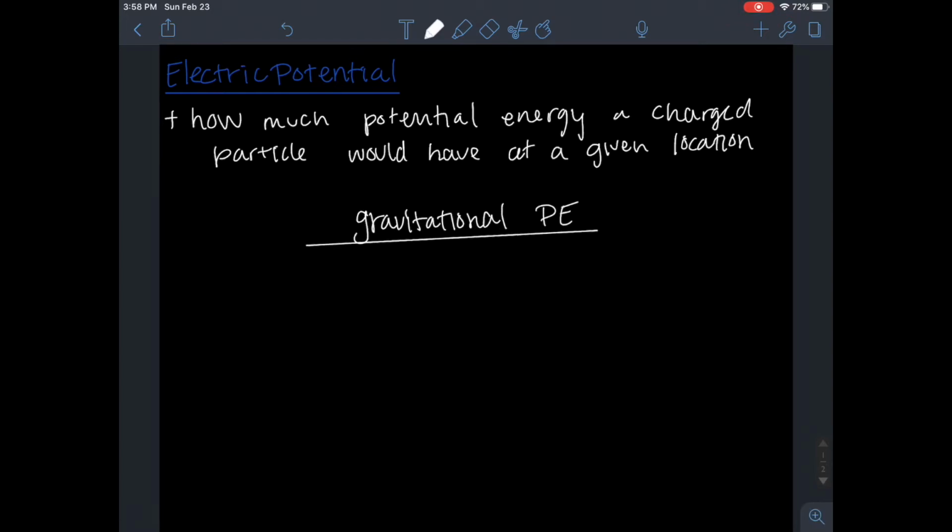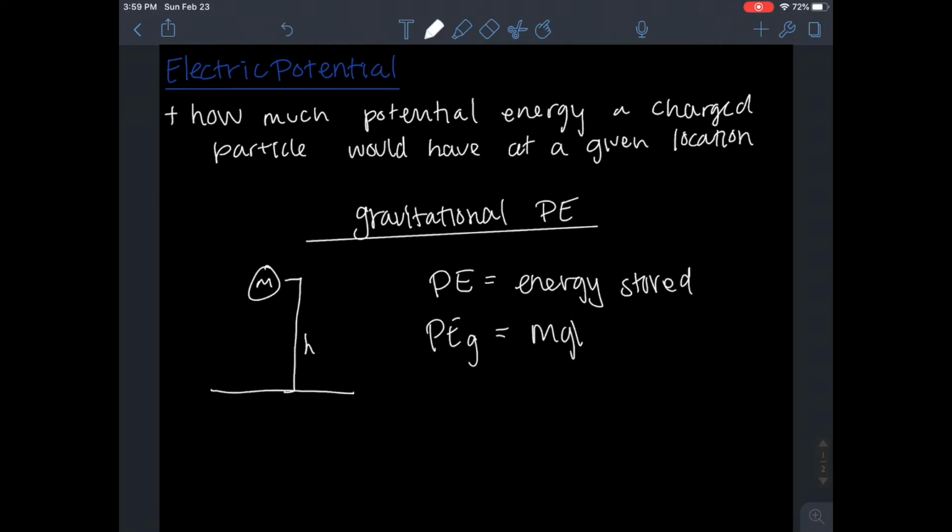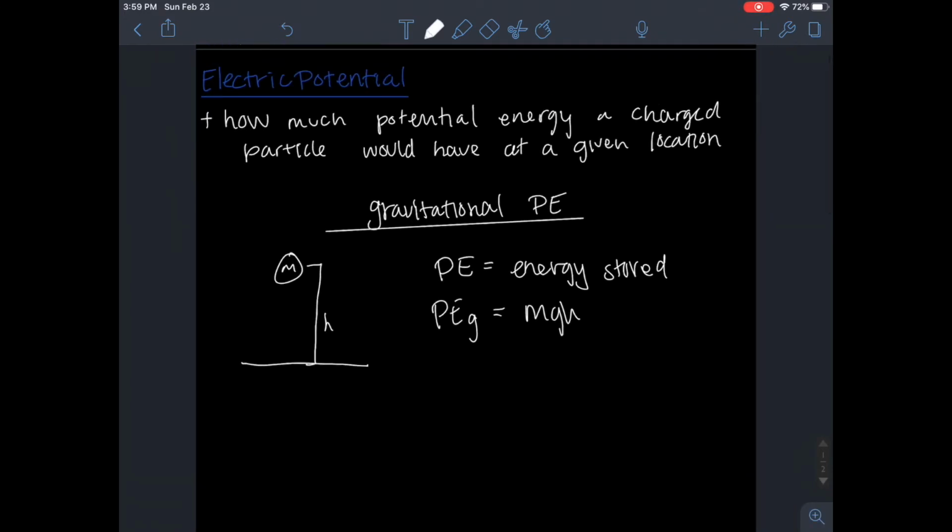So let's relate it. Say you have a mass at a given height from the ground. Potential energy is energy stored. In this situation, it'd be gravitational potential energy equals mass times gravity times height. And then you have a reference point. That's how you decide how much potential energy it has. In this situation, it's the ground.